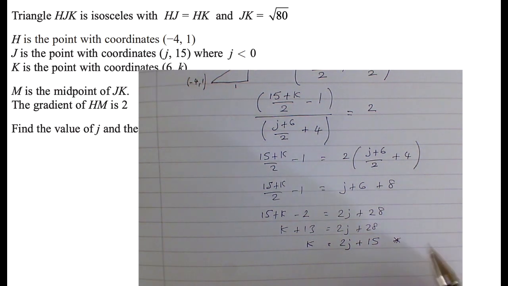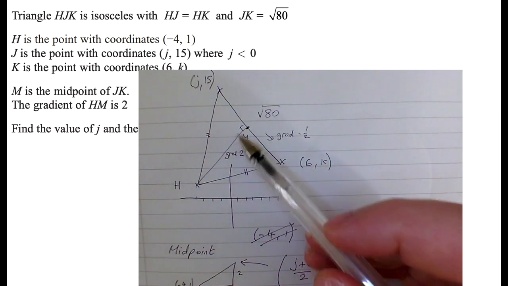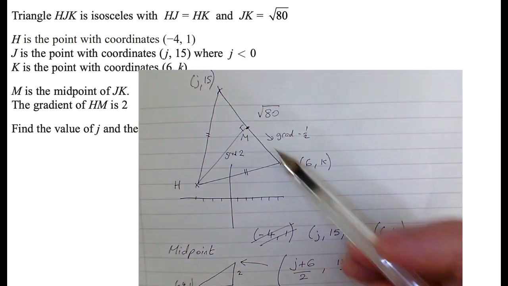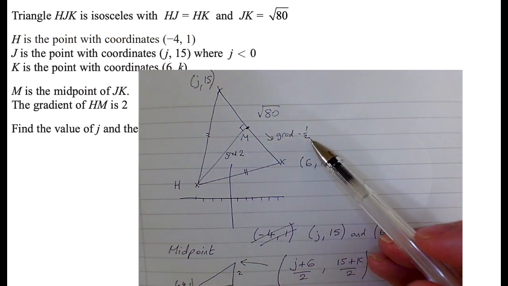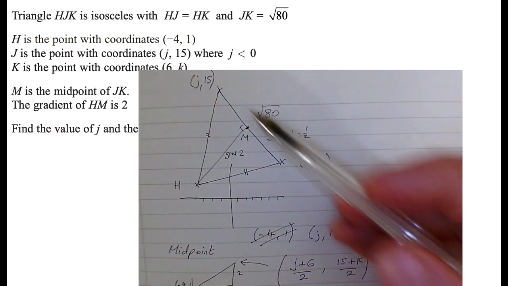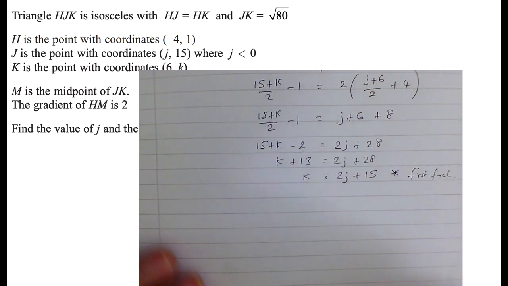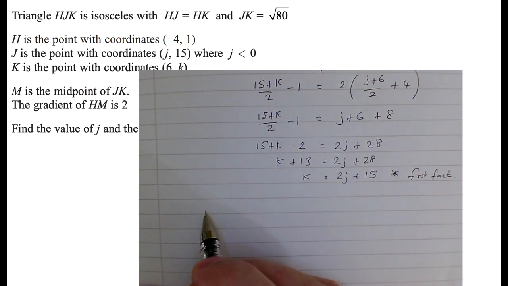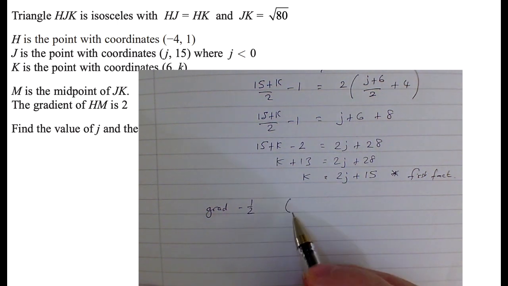What I need is another way to relate k and j. Do you remember when we started looking at this, we said the gradient of the line joining j to k must have a gradient of -1/2. Now I've got some coordinates and I've got a gradient, so that's enough information for me to come up with the equation of a straight line. I know that m, my gradient, is -1/2, and I know the equation of a straight line is y take away the y coordinate is equal to the gradient multiplied by x take away the x coordinate.